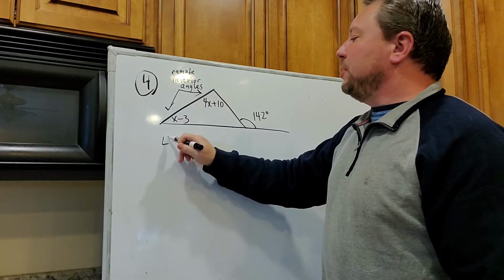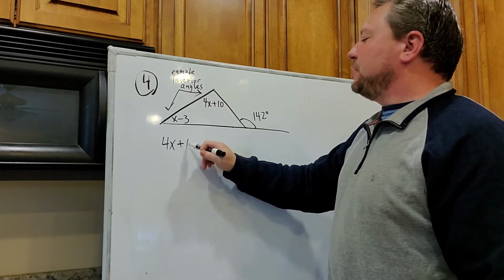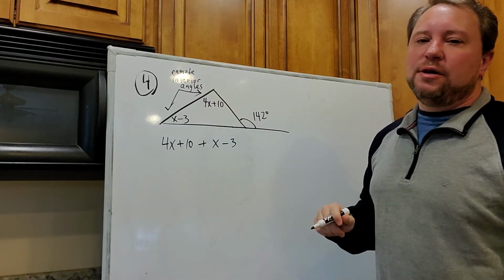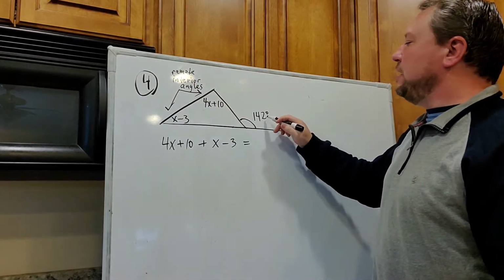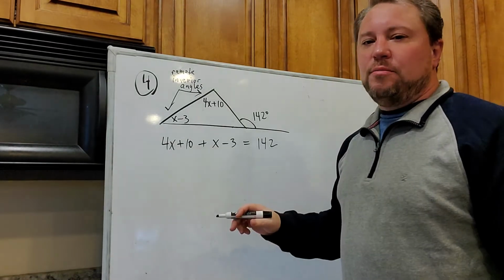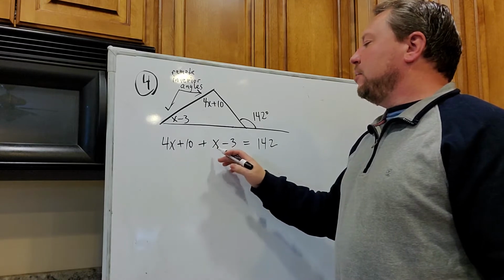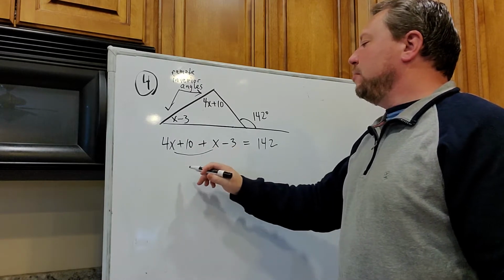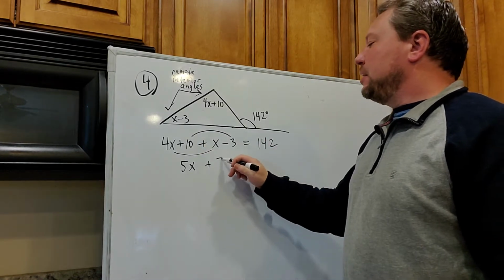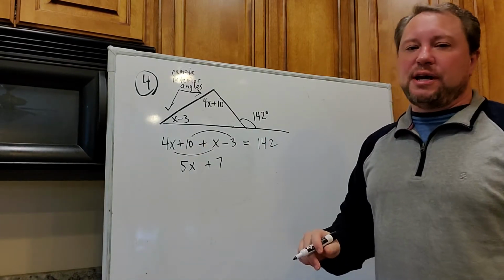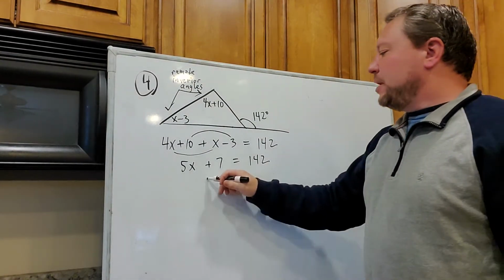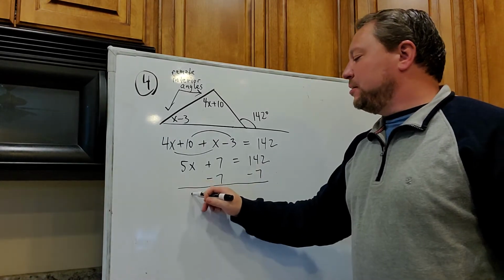So you could simply, for your algebra, say that 4x plus 10 plus the other angle x minus 3, those two remote interior angles, when added together, will equal the exterior, will equal 142. Okay, so if I do my algebra over here, I've got a sheriff deputy situation. I'm going to go ahead and combine those to get 5x. Same with the 10 and the minus 3. They combine to give me a positive 7. And that equals 142. Subtract 7 from both sides.